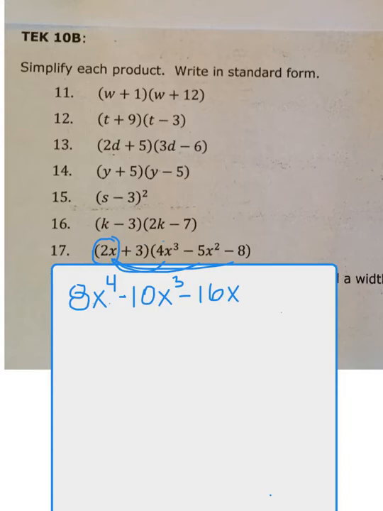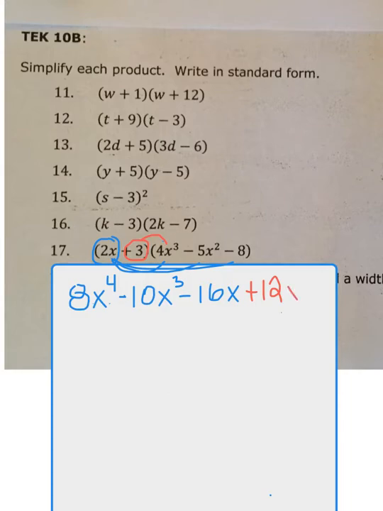I'm just going to grab a different color. Here we go. So now I'm going to do the 3. It's a positive 3 times 4x cubed. So 3 times 4 is positive 12.